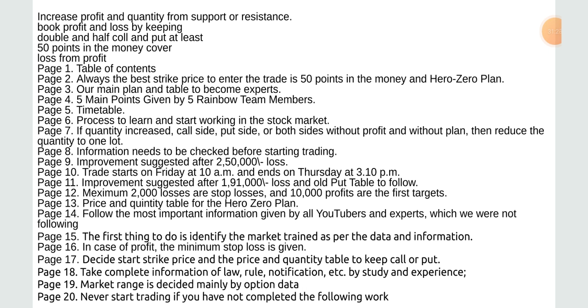11. Improvement suggested after 1,91,000 loss and all put table to follow. 12. Maximum 2,000 losses are stop losses and 10,000 profits are the first targets. 13. Price and quantity table for the Hero Zero plan. 14. Follow the most important information given by all YouTubers and experts which we were not following. 15. The first thing to do is identify the market trend as per the data and information.